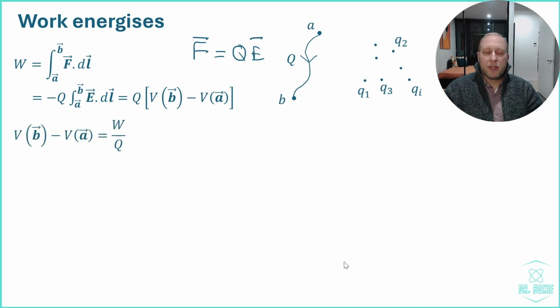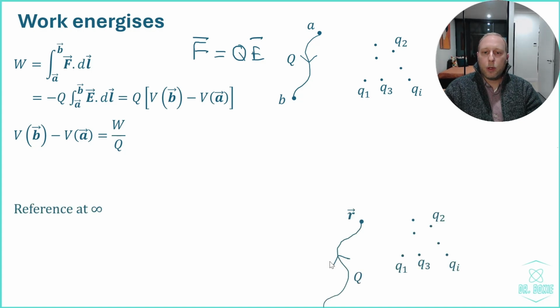In other words, the potential difference VB minus VA is the work we need to do to move the particle from point A to point B, the amount of work we need to do per unit of charge. Remember also that we said we would often take infinity as the reference for the potential, so the point at which the potential is by definition equal to zero. And if we now want to bring in the test charge from infinity and place it at a point represented by the vector r, the amount of work we would need to do would be Q times V(r) minus V(infinity), where V(infinity) is by definition zero. So we're left with Q times V(r).